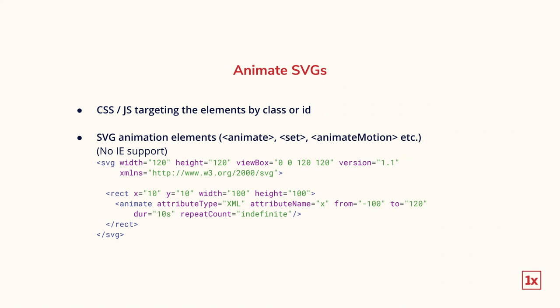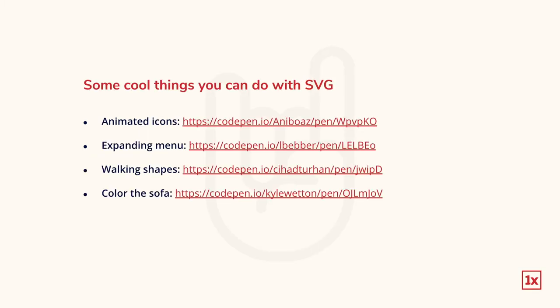So we can see in the example that we are defining an animation inside the SVG shape. This is one way to define it. The other way is that we can define it outside of the shape, but then we have to add the href attribute to reference which element we are going to animate. Here you see that we are animating the x coordinates from minus 100 to 120, with some duration and an indefinite loop. Next one.